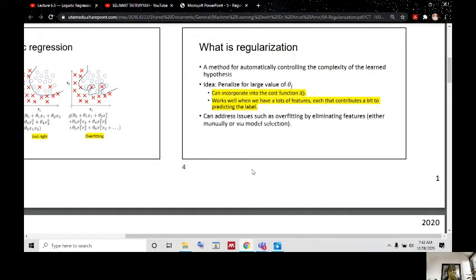What is regularization? Regularization is a method for automatically controlling the complexity of the learned hypothesis. The idea is to penalize large values of theta j, and then it can be incorporated into the cost function J. It works well when we have a lot of features, each of which contributes a bit to predicting the label. We can then address issues such as overfitting by eliminating features, either manually or via model selection.